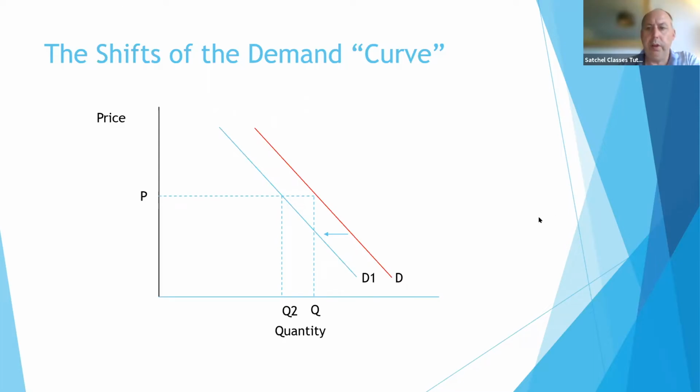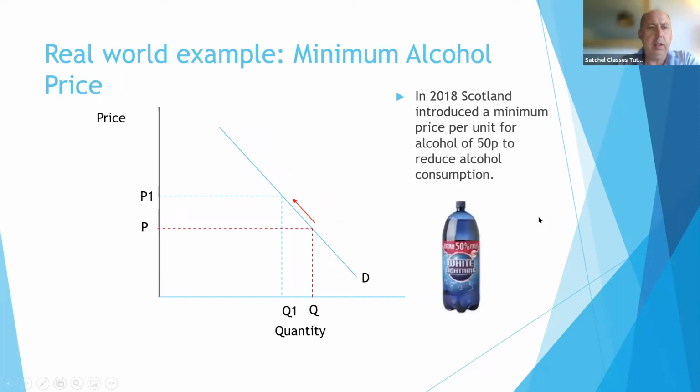And we'll move on. So we've got a real world example. In 2018, Scotland introduced a minimum price per unit for alcohol of 50p to reduce alcohol consumption. So you don't pay that 50p for the whole bottle, it's per unit of alcohol.